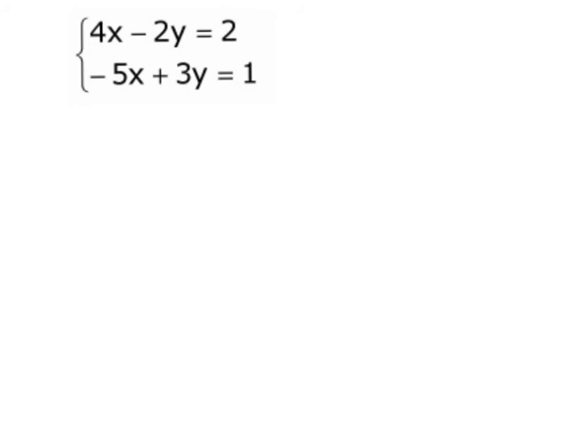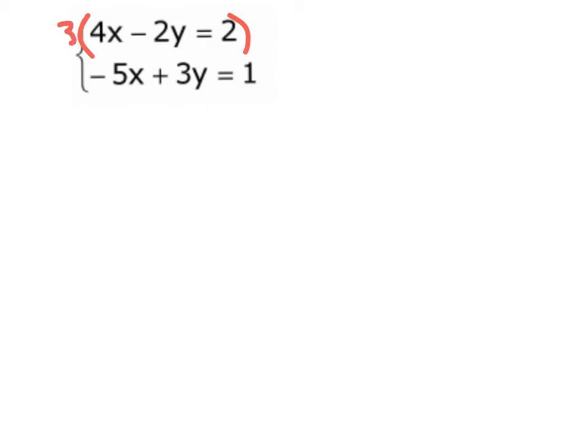So we want to think about the least common multiple of 4 and negative 5, or of negative 2 and positive 3. Now, I'm going to use the y values just because they're smaller numbers. So I'm going to think, okay, what number does 2 and 3 both go into? Well, they both go into 6. So how do I get from 2 to 6? I got to multiply by 3.